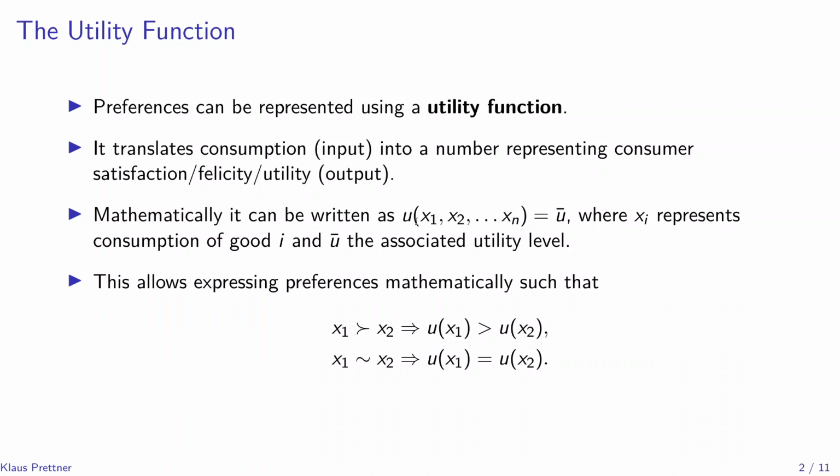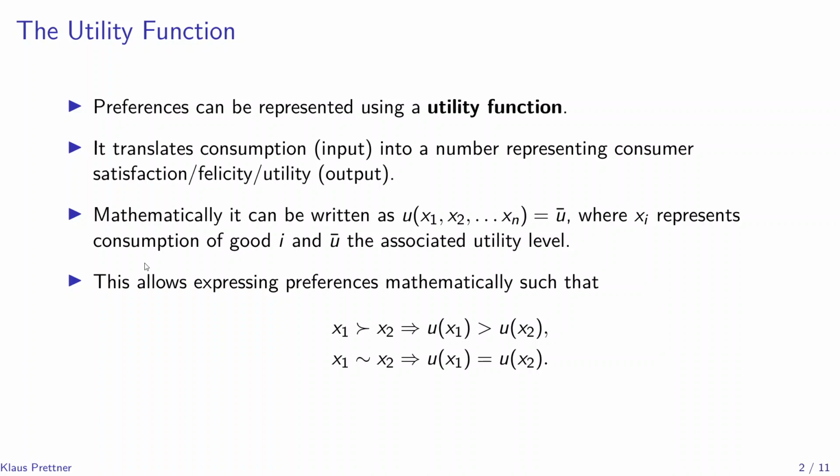Mathematically, we can write it as the function u of, say, x1, x2 to xn, where all these x1 to xn are the different consumption inputs of the individual. And all these consumption levels lead to an output of the function that we denote by u bar here, which would be the consumer satisfaction, the felicity, or the utility, or would measure it. So xi here represents the consumption of good i, and u bar the associated utility level that is determined by the functional form of the utility function.